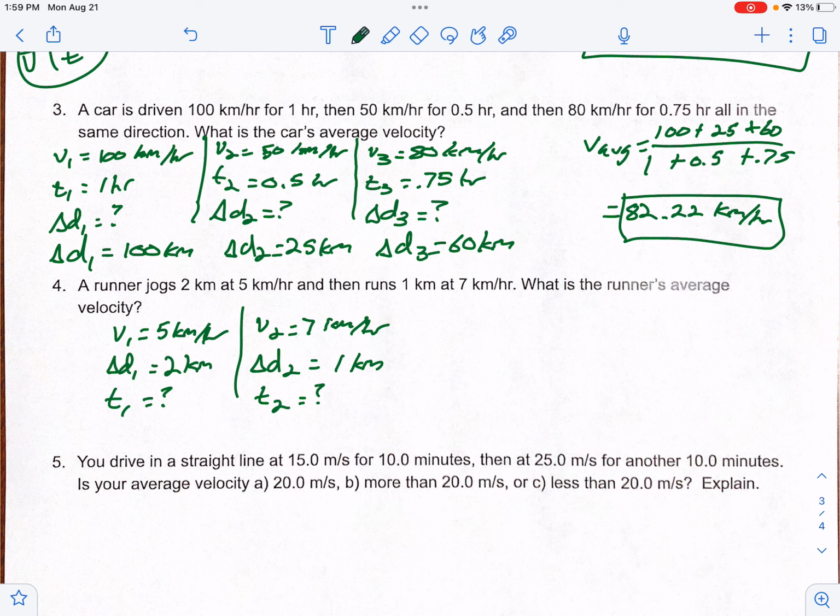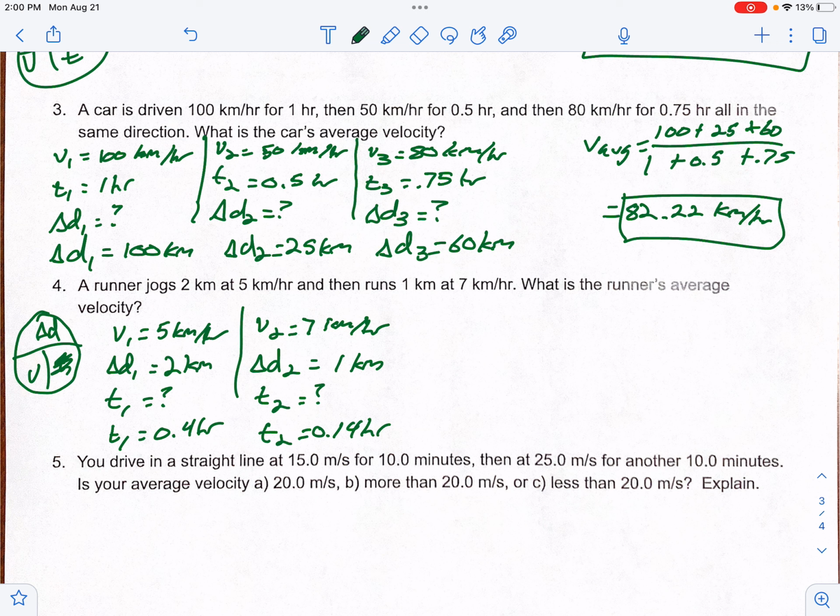So I need to find these times before I can do anything. So we do our little circle thing. So I'm going to draw my circle. So V, D, T. So I'm looking for T, so I'm going to cover that up. So D divided by V. Okay, so 2 divided by 5, and that's going to give me a time 1 of 0.4 hours. And then over here, I'm going to take that 1 divided by 7, so T2 is going to be 0.14 hours.